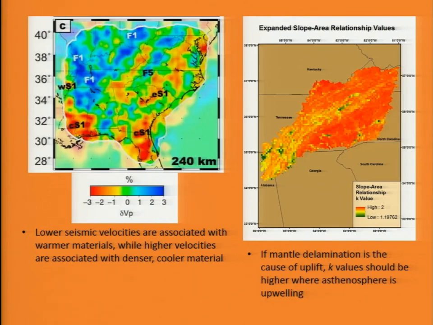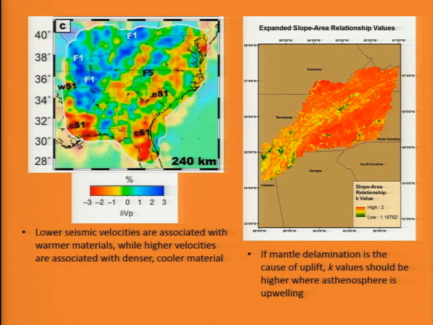Unfortunately I don't have the data yet. I'm working on getting it, so this small picture is the best I could do. I wasn't really able to zoom in here. Lower seismic velocities are associated with warmer materials that are more buoyant, while higher velocities are associated with denser and cooler material. So we're going to look right at this F5 right here, and you can see all that blue there.